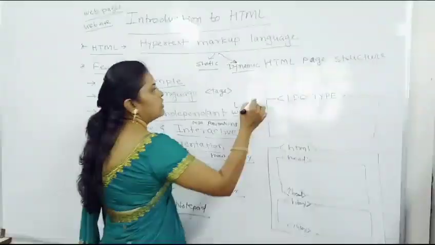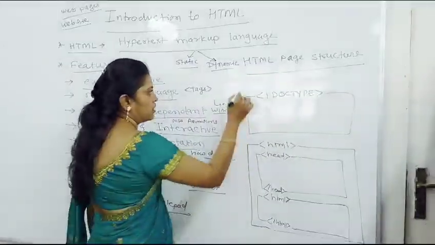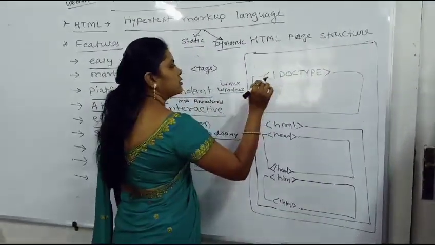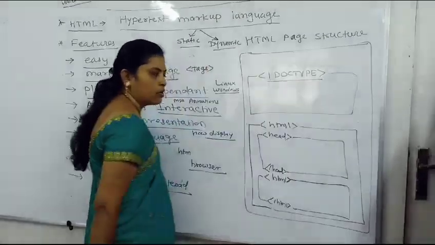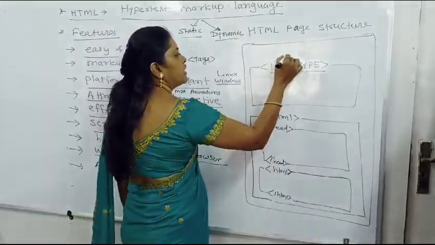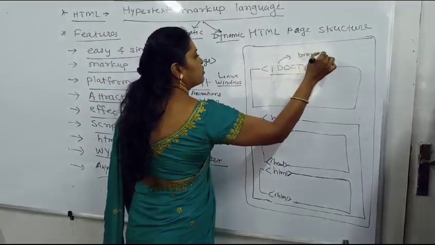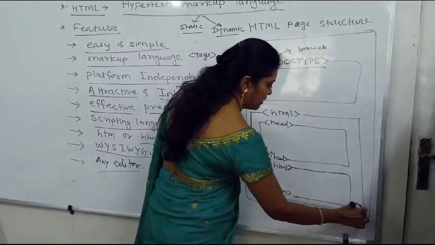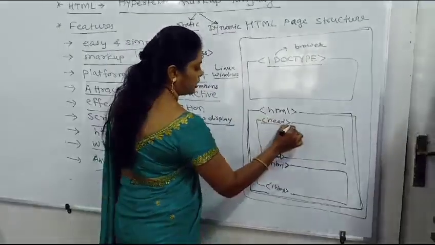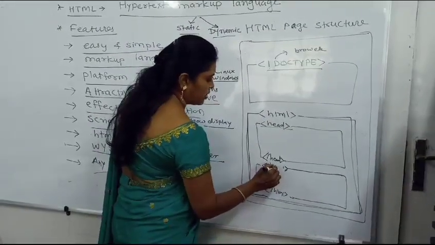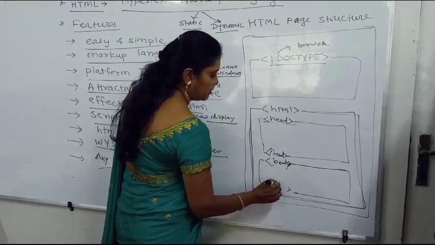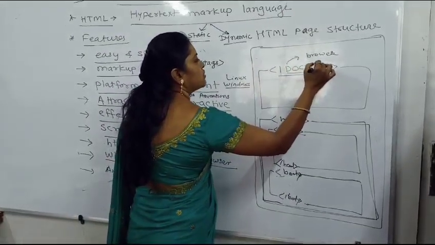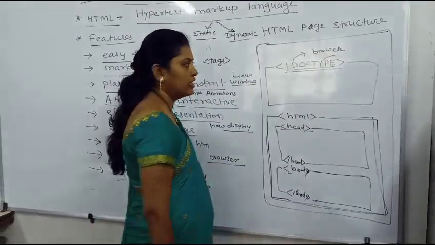Next, what is actually the HTML page structure? The HTML page structure contains this structure. First of all, the first content of an HTML page is the DOCTYPE declaration. This DOCTYPE declaration tells your browser which type of file is to be executed on your browser. Then next is the HTML structure. The HTML structure contains the HTML header section and the HTML body section. The HTML body section actually contains the web page displayed on your screen.